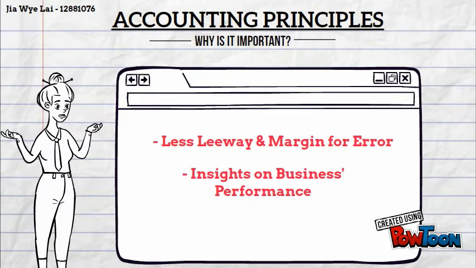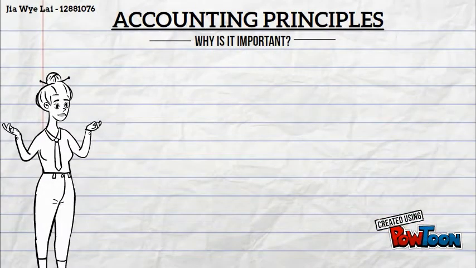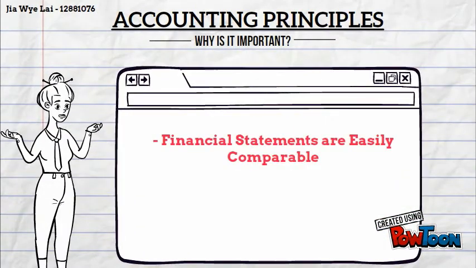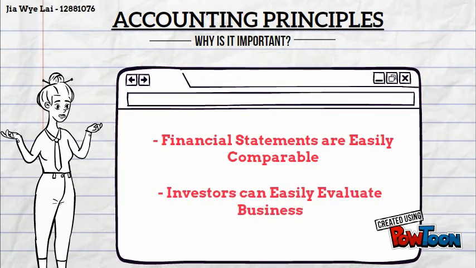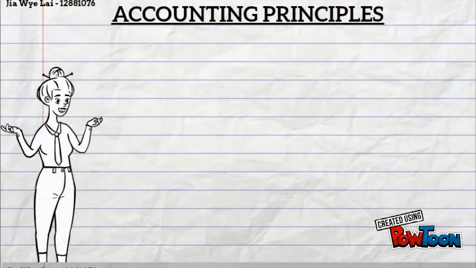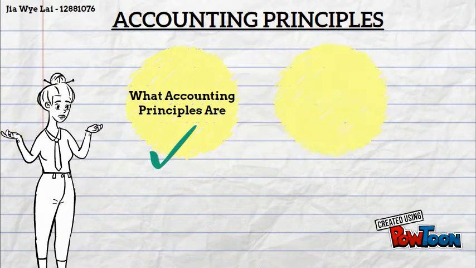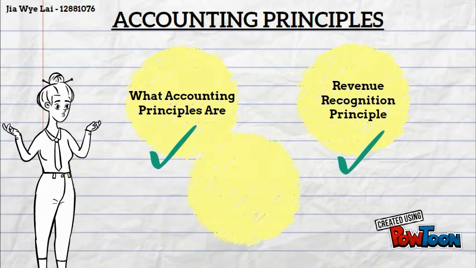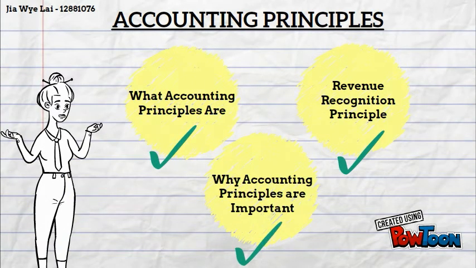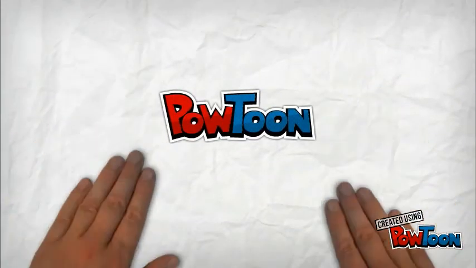Third, with the accounting principles in place, financial statements from businesses in the same industry, regardless of the type of entity, are easily comparable. The comparability makes it a whole lot easier for investors to evaluate businesses to decide on which company to invest in. So that's what accounting principles are, the revenue recognition principle, and why accounting principles are important in under 3 minutes. Now you know.